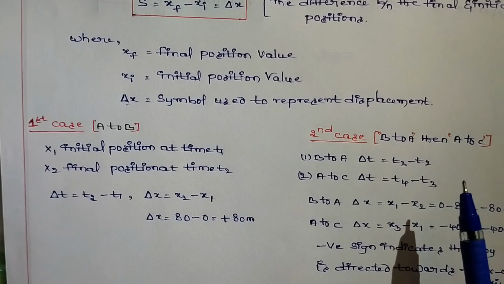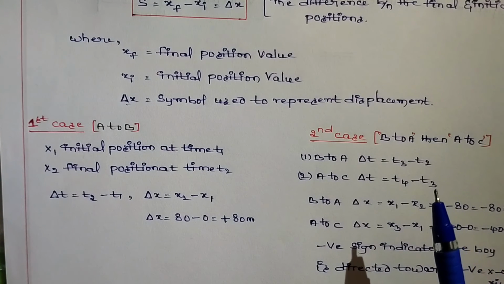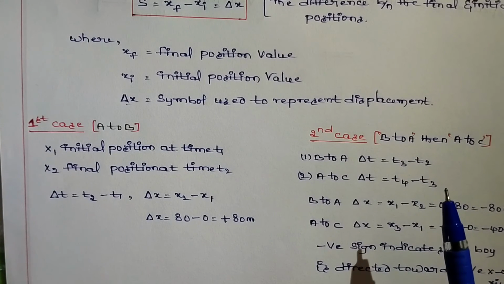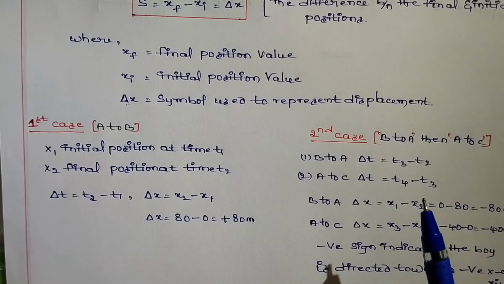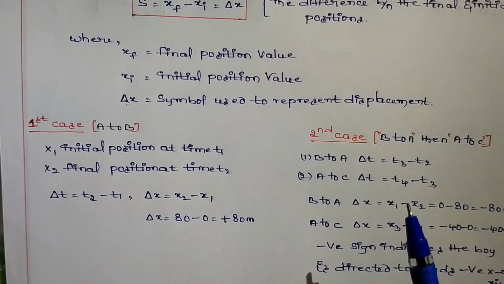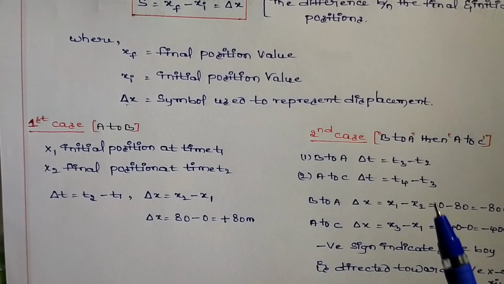Displacement is a vector quantity. I already discussed that. Displacement is a vector quantity. A scalar quantity has only magnitude but no direction. A vector quantity has both magnitude and direction.